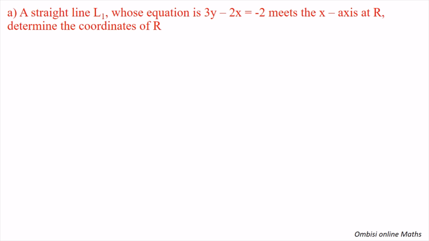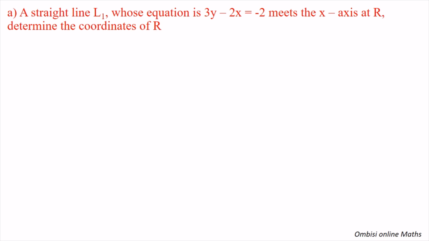Hello, today we want to tackle a question on straight lines, and the question is a structured question, of which part A goes: a straight line L1 whose equation is 3y minus 2x equals -2 meets the x-axis at a point R, so they want us to determine the coordinates of that point R.